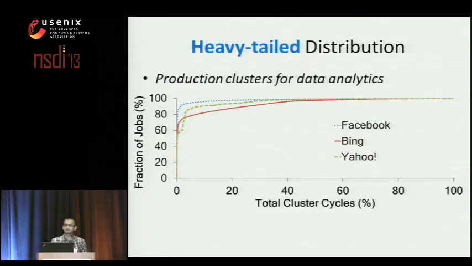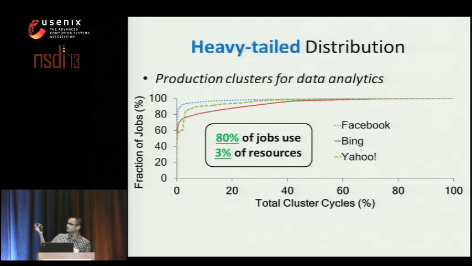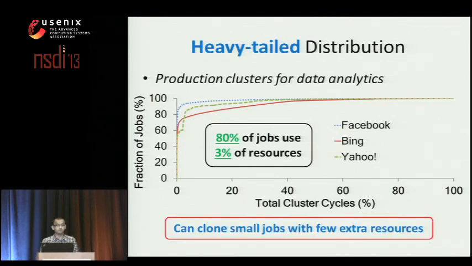In 3 production clusters that we've seen, from Facebook, Bing, and Yahoo, there is a strong heavy-tail distribution in the job sizes. This graph on the y-axis plots the fraction of jobs to the total number of cluster cycles that these jobs consume. Clearly, the smallest fraction of the jobs, the ones that we are interested in, use only a small fraction of the overall resources in the cluster. For this reason, there definitely is potential to clone most of these small jobs without blowing up the cluster.